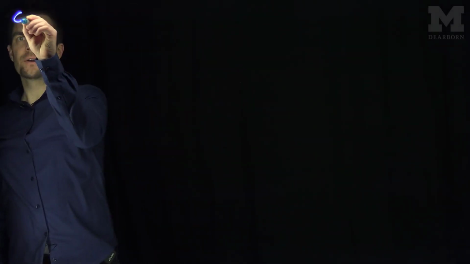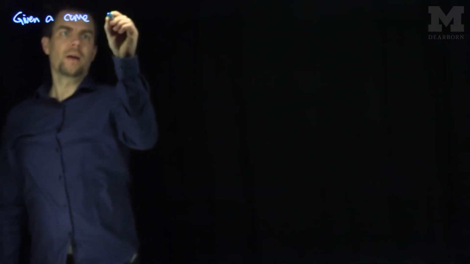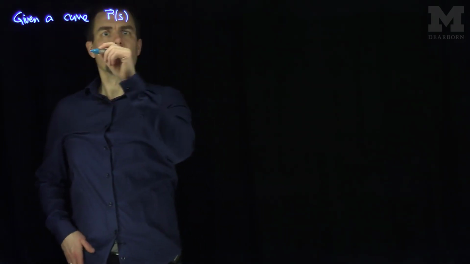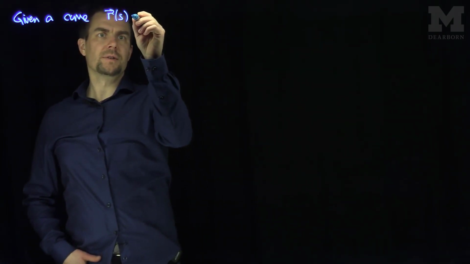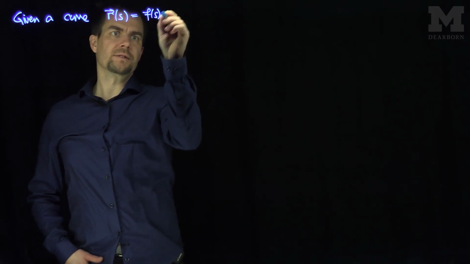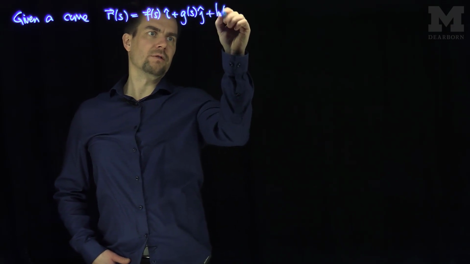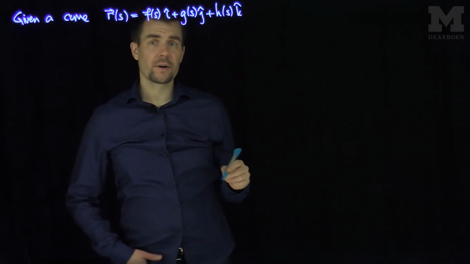Hello students, in this video we'll discuss flow integrals over a curve. If we're given a curve, and I'm going to put my curve into arc length parameter from the start, r of s is equal to f of s i hat plus g of s j hat plus h of s k hat. So my curve here is in arc length parameter.